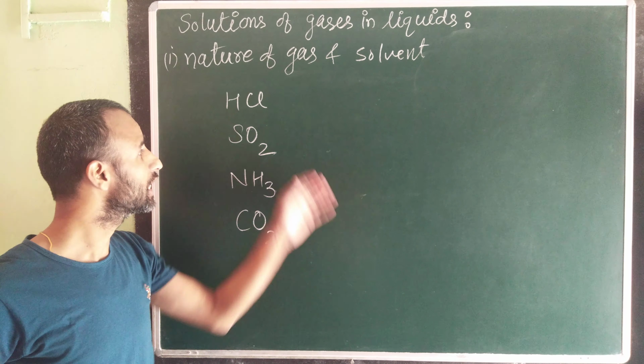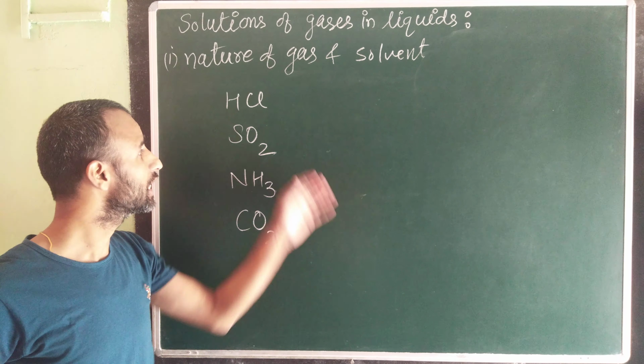Now, effect of temperature. Before that, we say O2, N2, CO2 are more soluble in ethyl alcohol than in water. But ammonia, H2S are more soluble in water than in ethyl alcohol. So it is because of chemical similarity between the gas and the solvent.